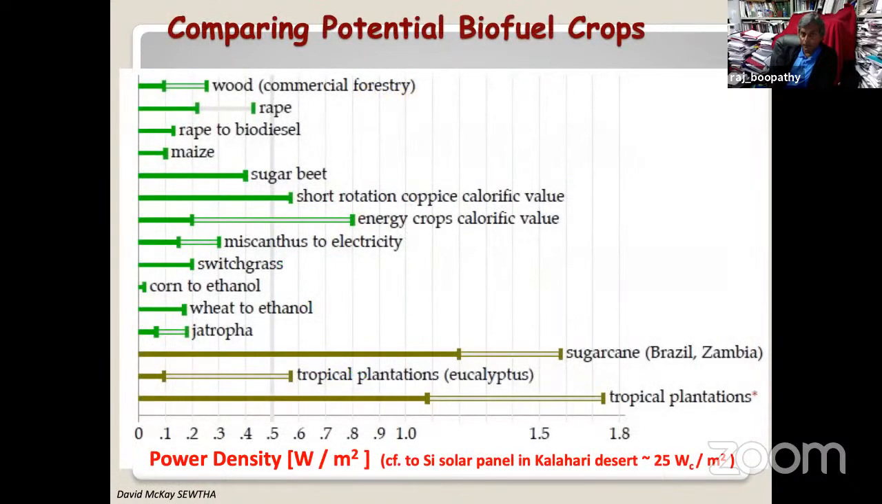So there are a lot of biofuel crops in the market. People currently use mostly sugarcane and some agricultural residue from wheat and corn plant, maize. And if you look at it, this is the power density of each of those biofuel crops. The sugarcane, we like it because it has a high power density.